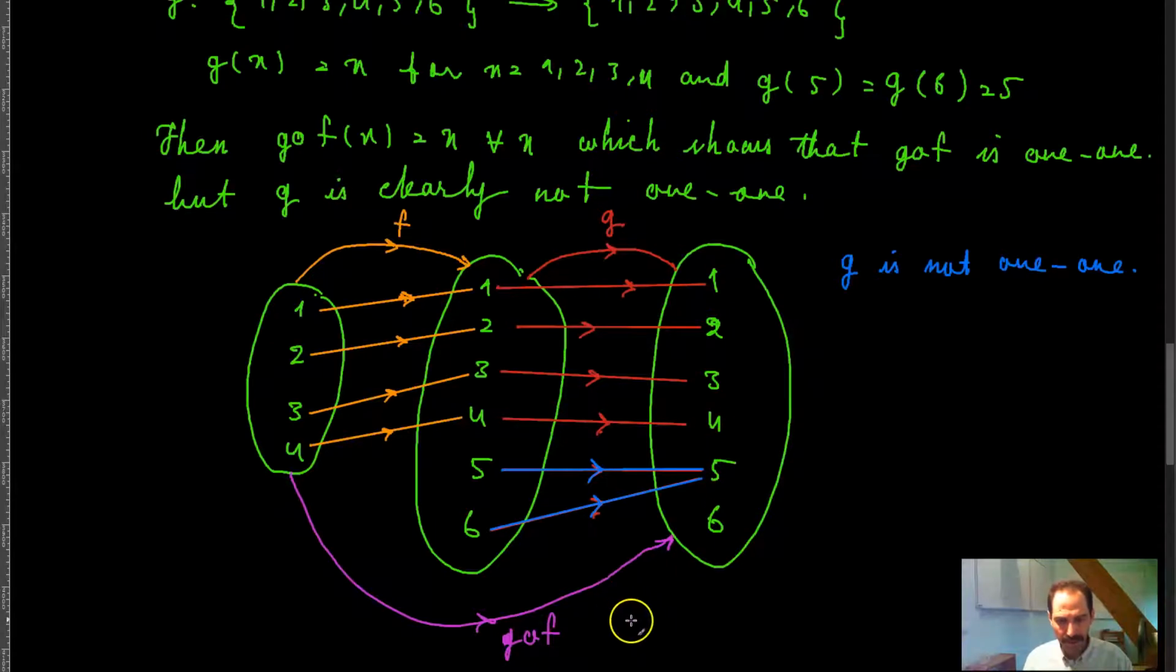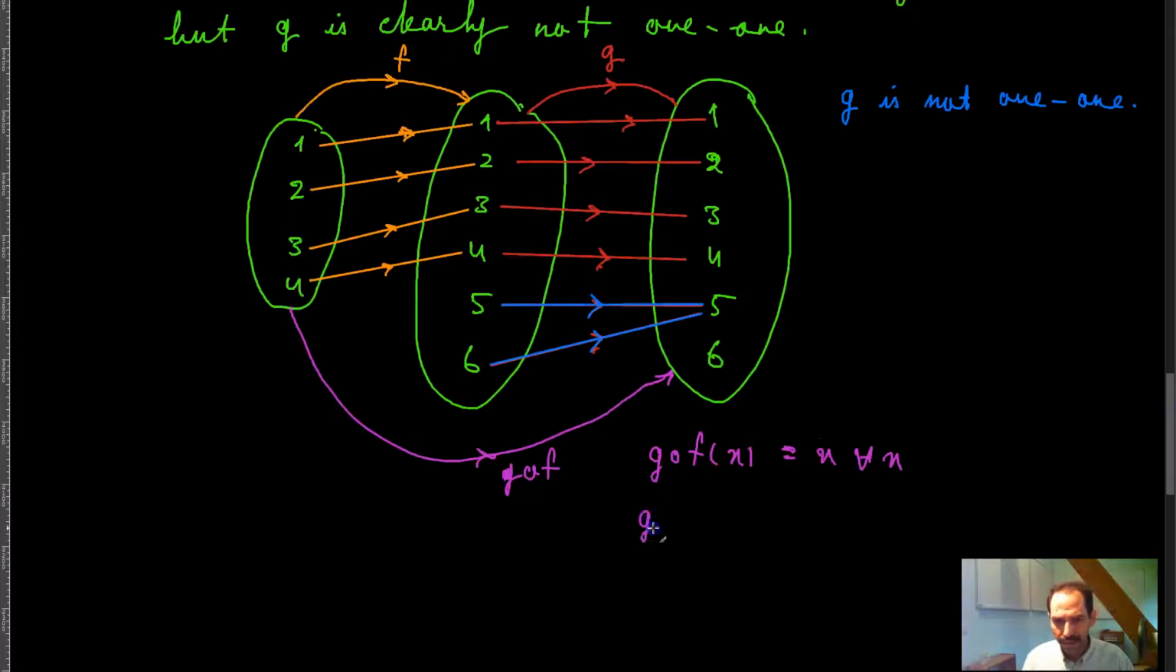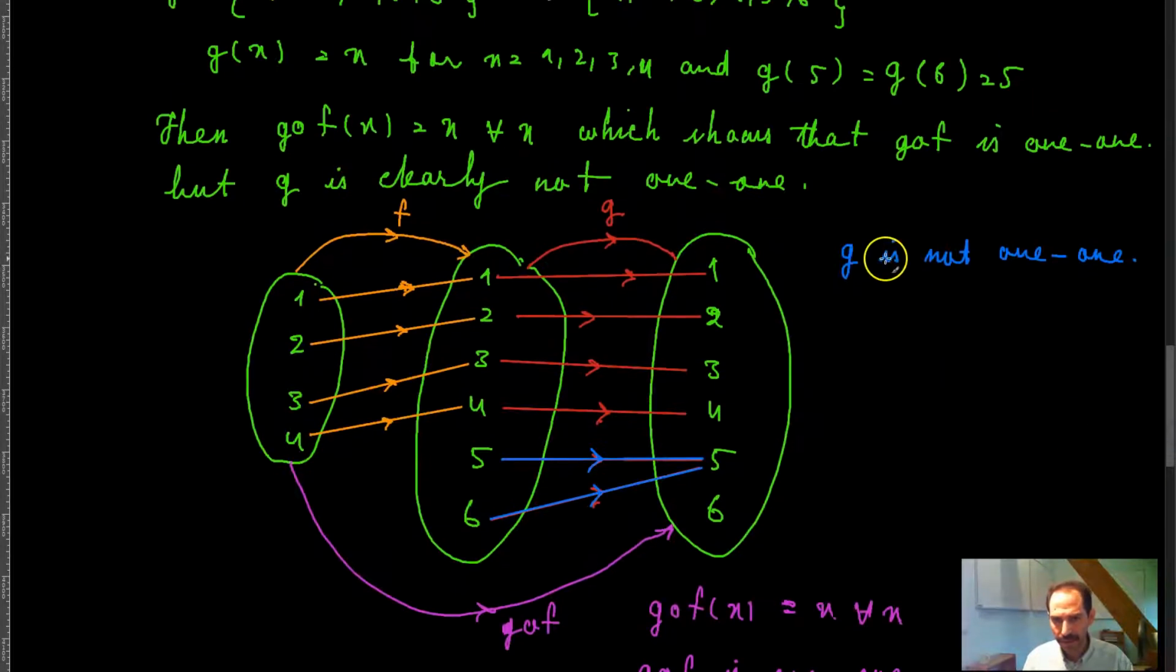Which means that you can say that GOF of x is equal to x for all x. So that means that GOF is 1-1. But as you can see, G is not 1-1.